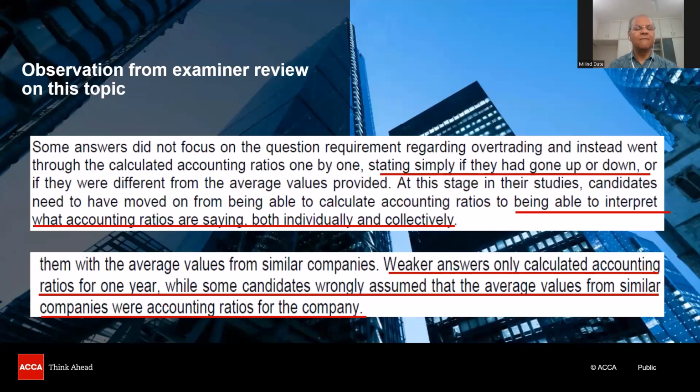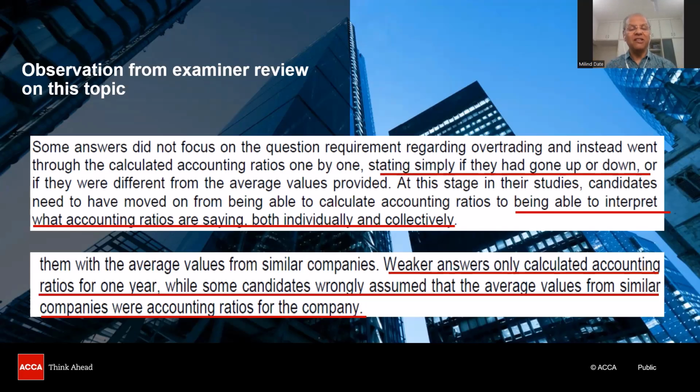Look at these. The candidates keep on calculating accounting ratios one by one. But while commenting, what they say is simply whether the ratio has gone up or down, and whether they were different from the average values or not. Now, this is not going to get marks. You must move up from being able to just calculate the ratios to being able to interpret what the ratios are saying, either individually or collectively.